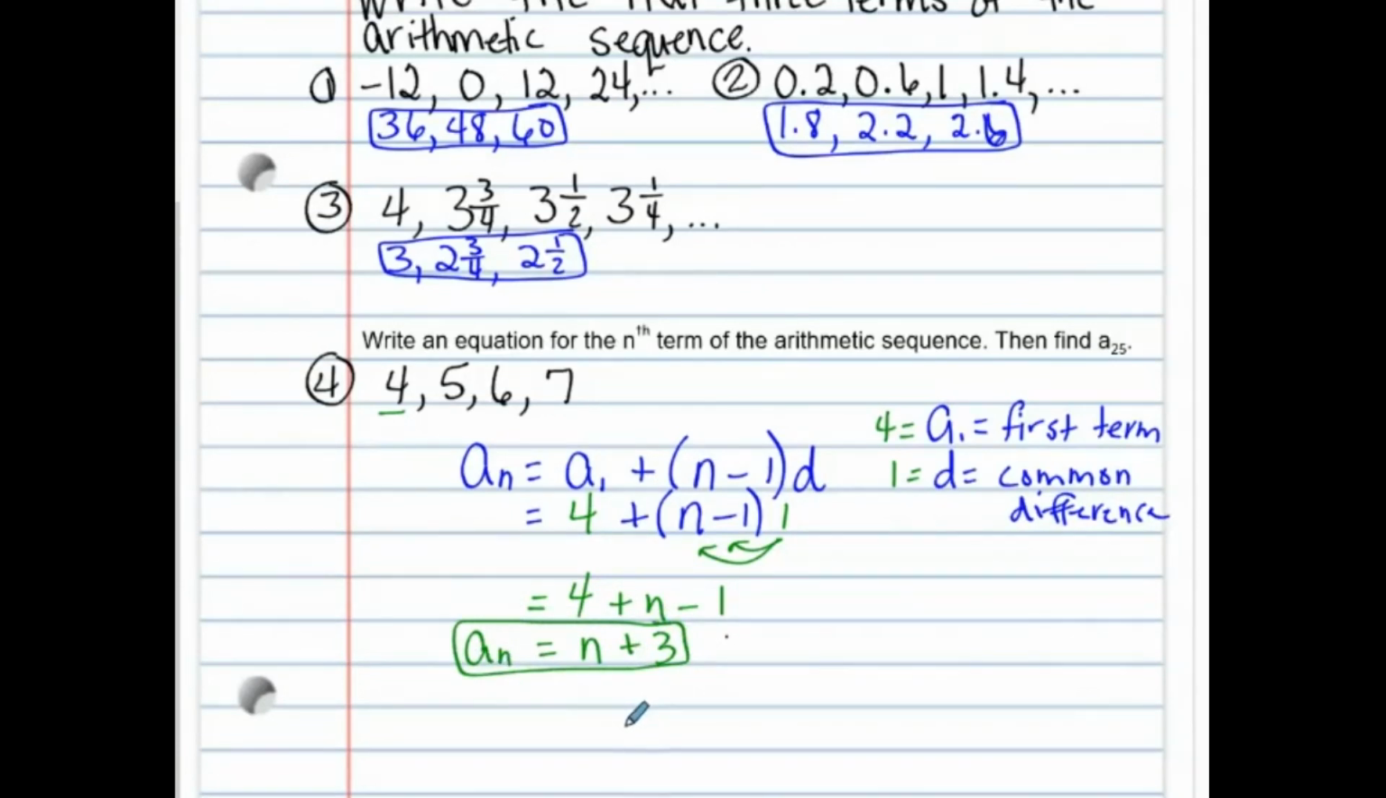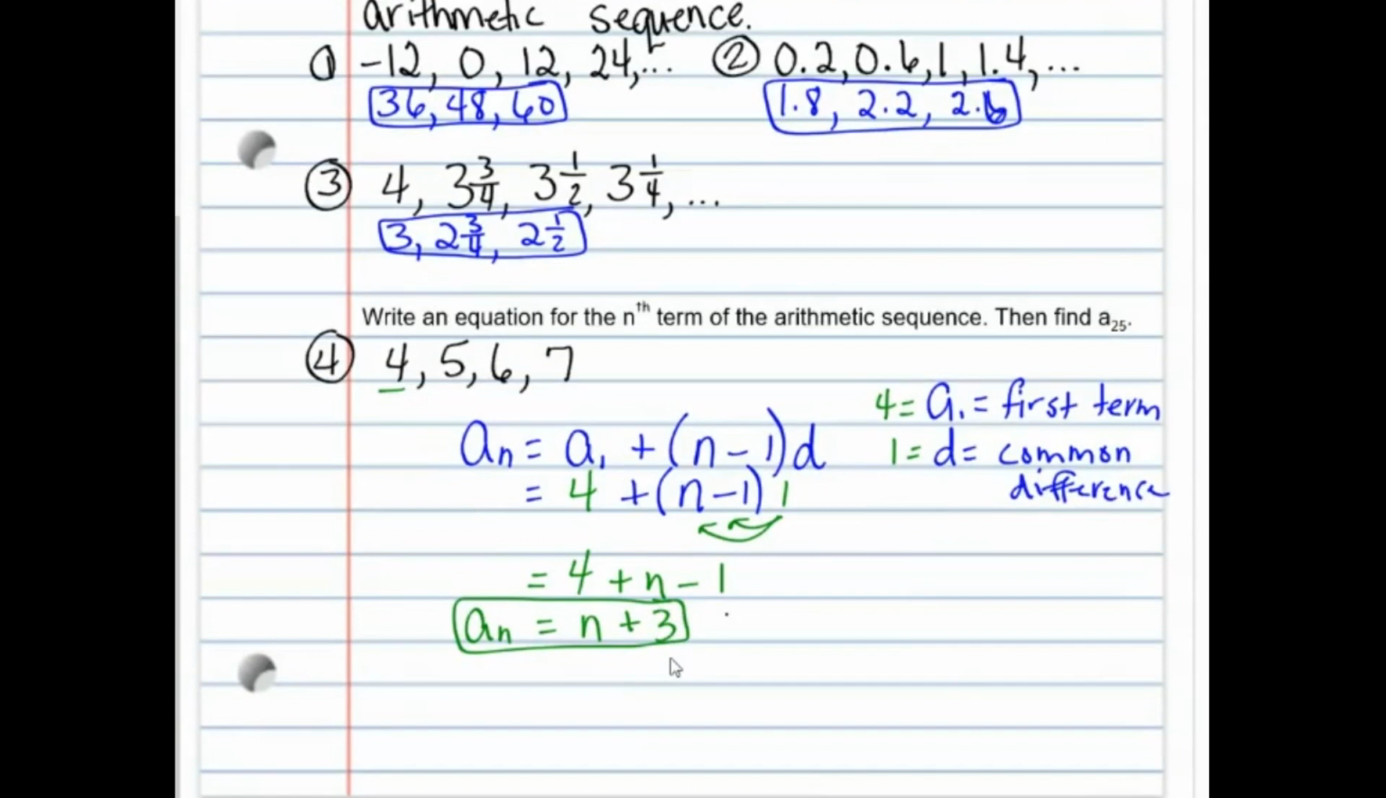Okay, now to find the number in the 25th position, what we're going to do is we're going to use this equation and we're going to plug in the 25, okay? And that's where the letter N comes into place. So we're going to say, okay, we want to find a sub 25. So where N is, we're going to plug in a 25. So it's going to be 25 plus 3. So what number is in the 25th position? The number is 28. So that's the second answer, okay?